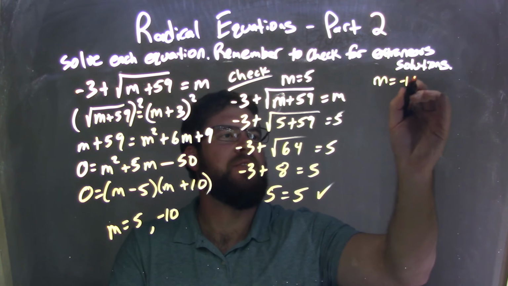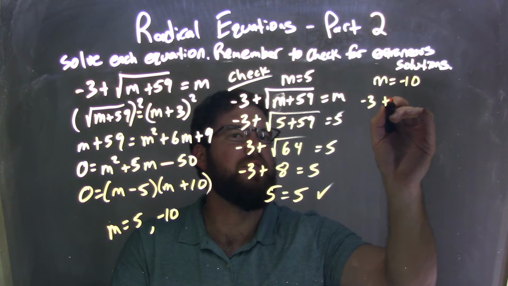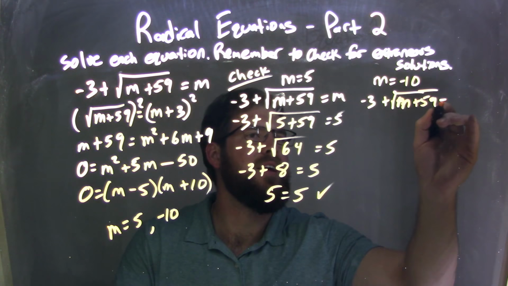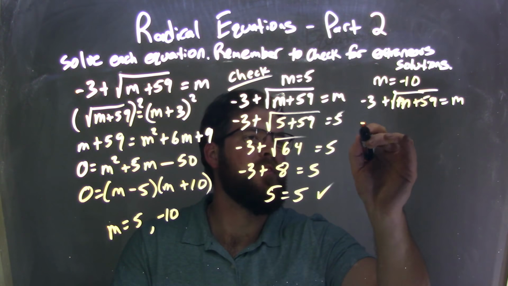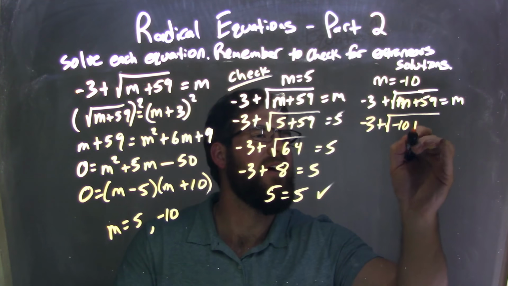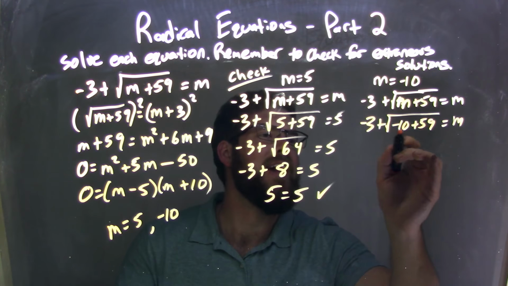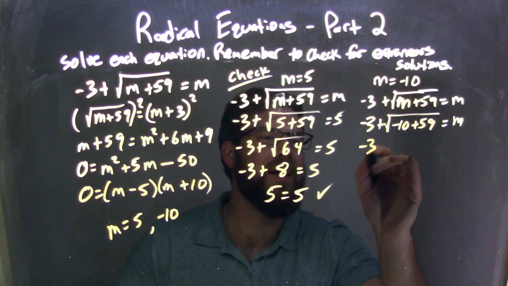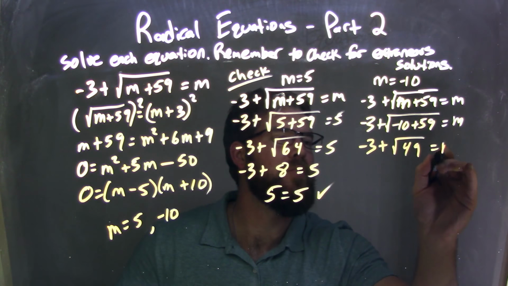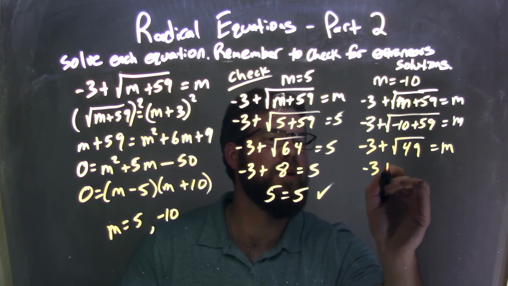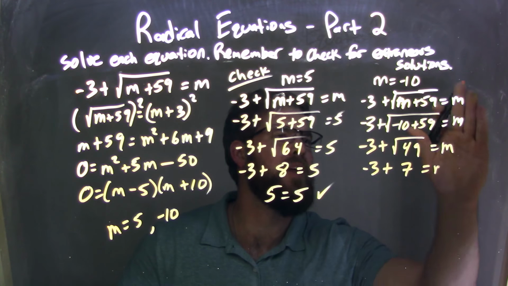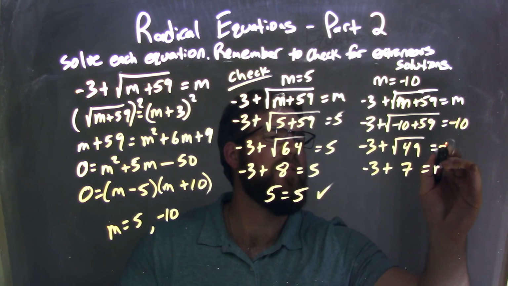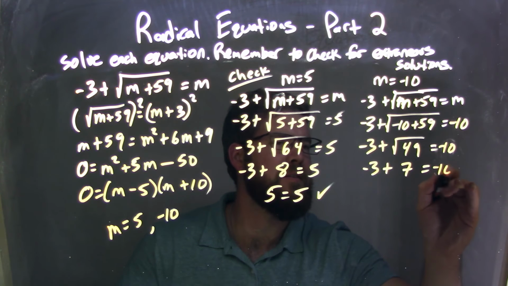So we have m equals negative 10. Original equation, negative 3 plus square root of m plus 59 equals m. Plug negative 10 in for m. So we have negative 3 plus the square root of negative 10 plus 59 equals m. Negative 10 plus 59 is a positive 49. So negative 3 plus square root of 49 equals m. Square root of 49 is just 7, so I have negative 3 plus 7 equals m. And I didn't even plug in negative 10 here. Can't forget that step. Ignore what I did earlier. Put a negative 10 in.